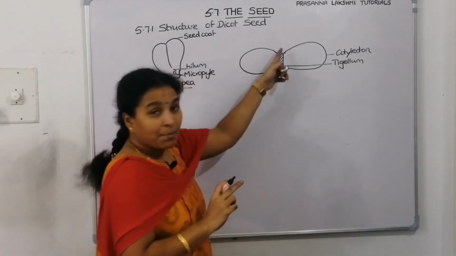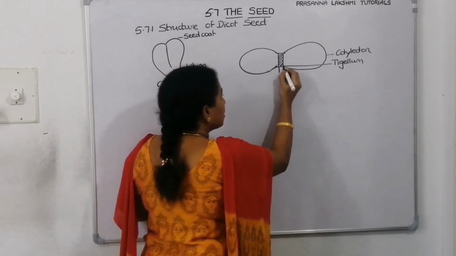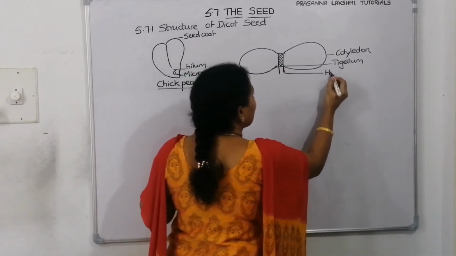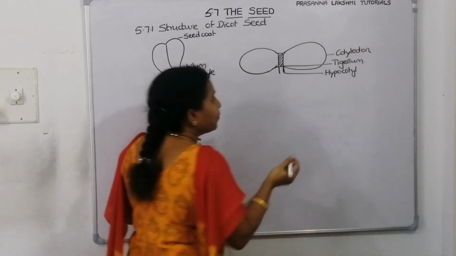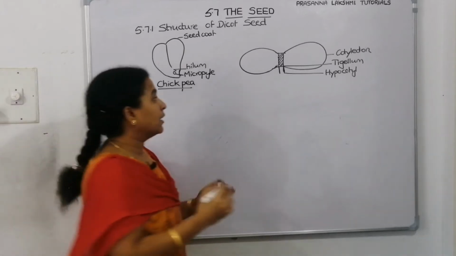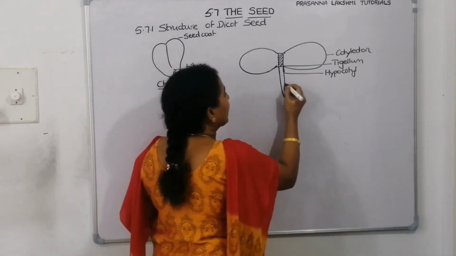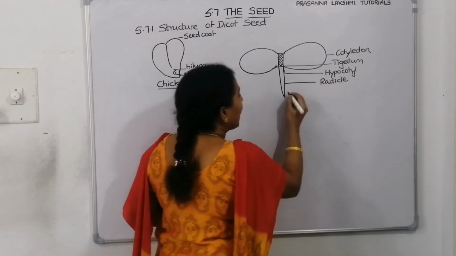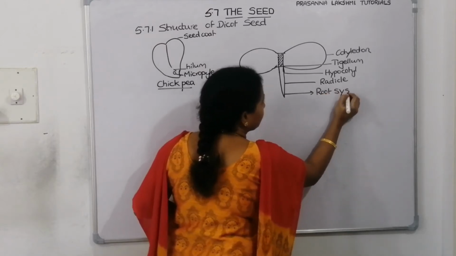Now, this is the embryonic axis, the portion of the embryonic axis which is below the cotyledon. This region is called hypocotyl. Why is it hypocotyl? It's below the cotyledons. This hypocotyl will make the radicle. Which portion of the embryo is it making? Radicle. Now, the radicle will further develop into the root system.